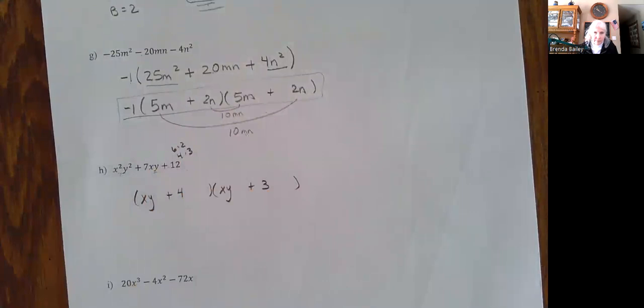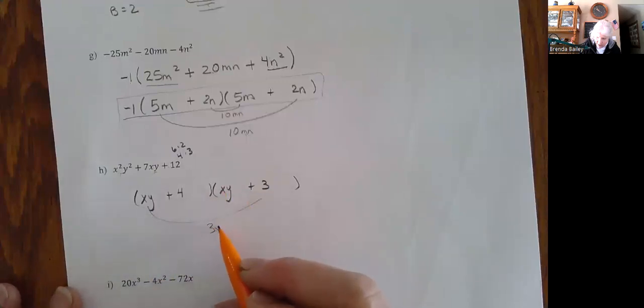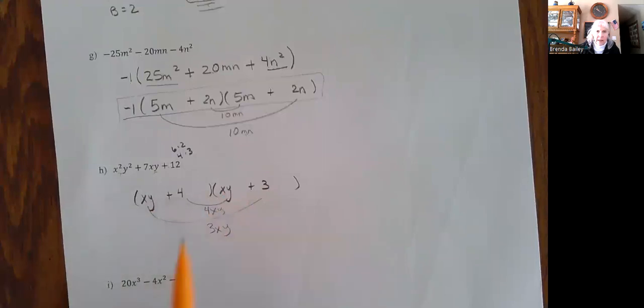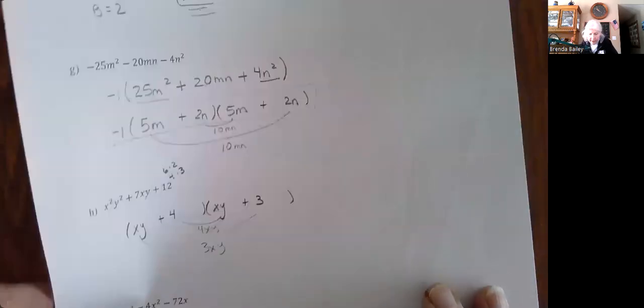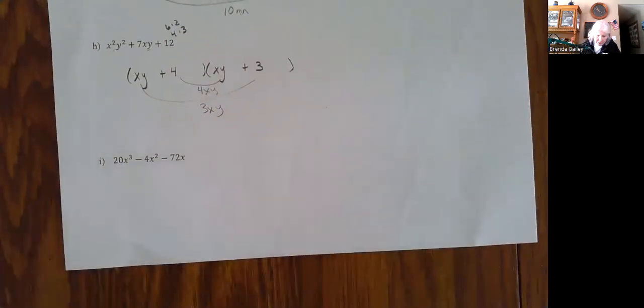And so you can check it. 3xy when you multiply, 4xy when you multiply gives you 7xy. So you're done factoring. It worked. All right, let's look at our last one here. Greatest common factor. Let's see, I believe 4 will go into all of those evenly. Let's see what I've got.